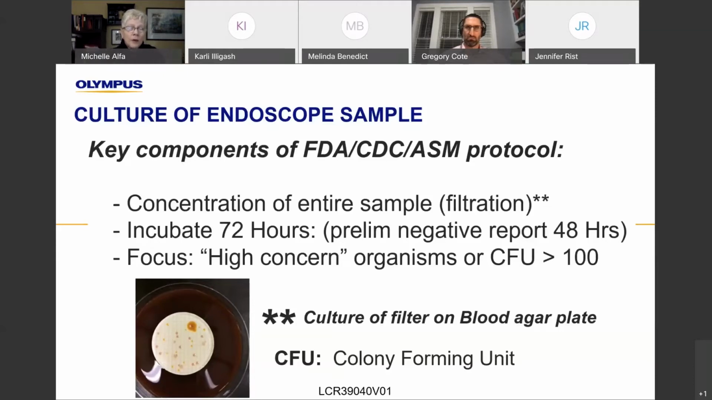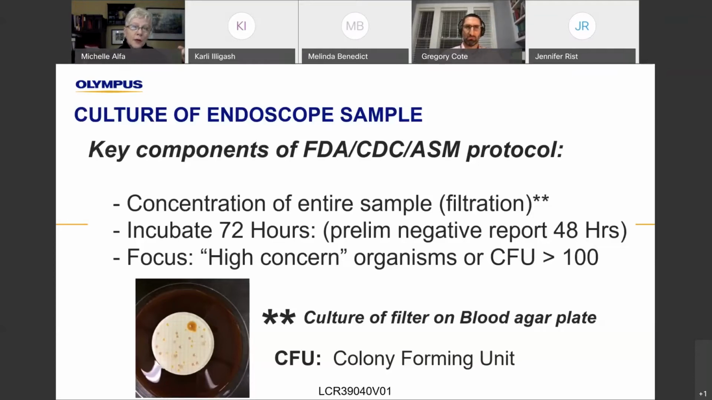The key component of the FDA CDC ASM protocol is concentration of the entire sample. The preferred method is by filtration, so that the whole sample is filtered through a membrane, and that membrane, which retains all of the organisms in the sample, is transferred to a blood agar plate for this protocol. So if you look at the picture in the diagram, that's what the double asterisk is about. It's showing you a picture of a membrane filter. That white circular material there is a membrane filter that's had a sample pass through it.